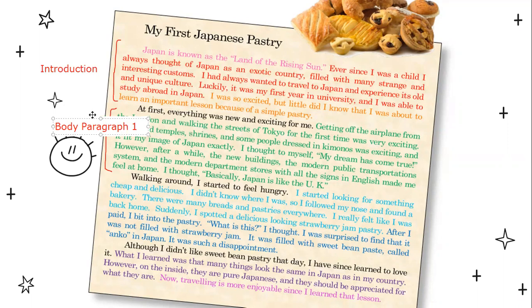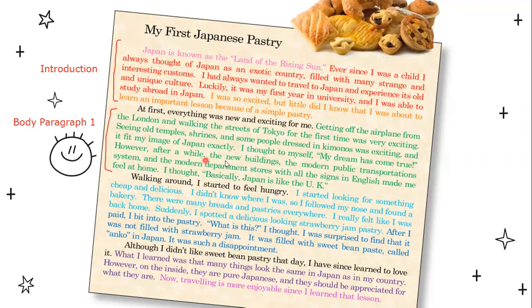All right. This is body paragraph 1. At first, everything was new and exciting for me. Getting off the airplane from London and walking the streets of Tokyo for the first time was very exciting. So the writer here is showing us the situation first. Remember, describing the place, when did this happen, okay? Seeing all temples, shrines, and some people dressed in kimonos was exciting, and it fit my image of Japan exactly. I thought to myself, my dream has come true.